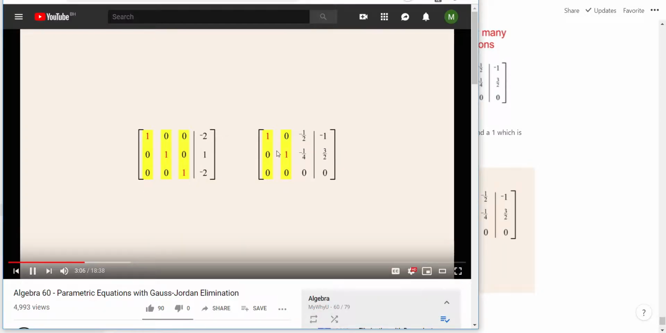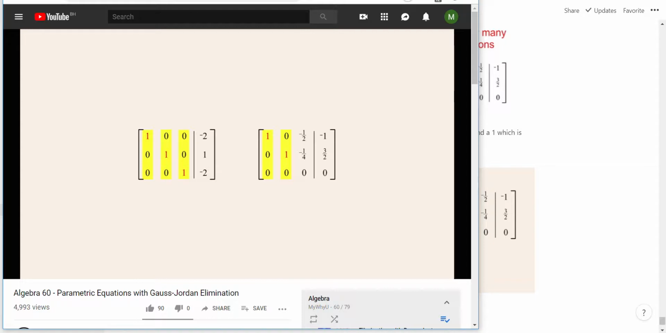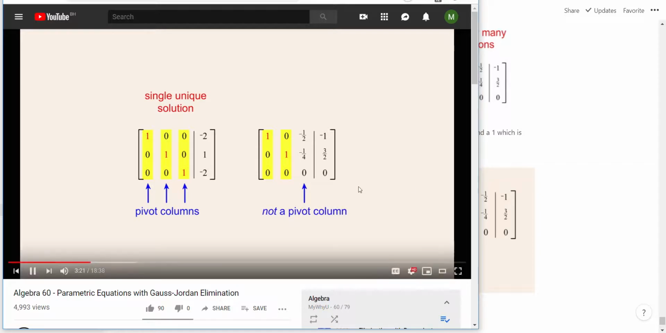If every column to the left of the vertical line is a pivot column, then the system has a single unique solution. And if any column left of the vertical line is not a pivot column, then the system has infinitely many solutions.